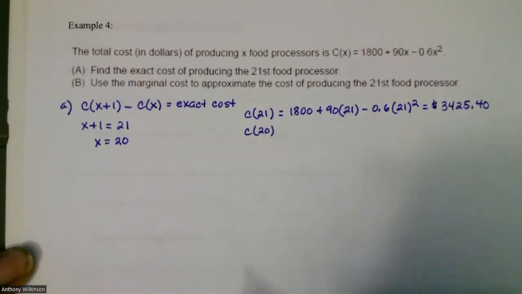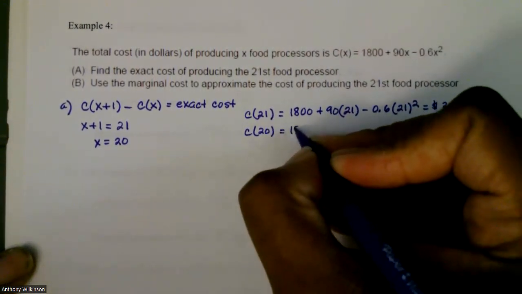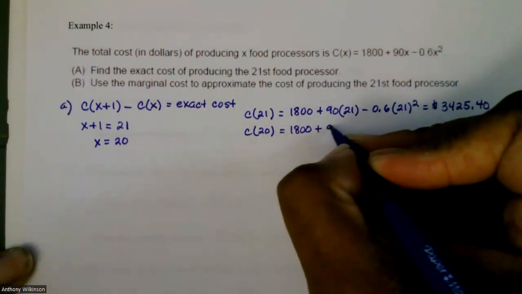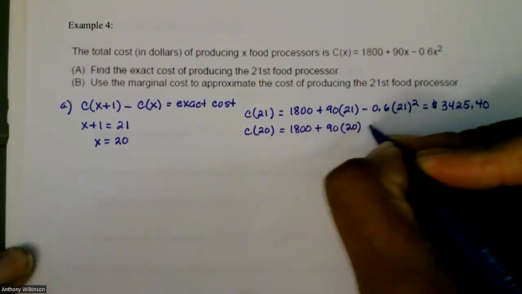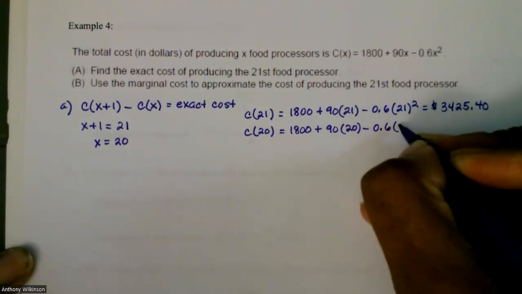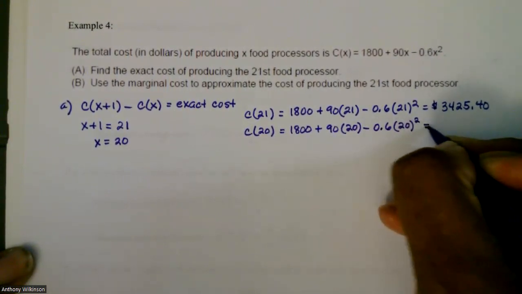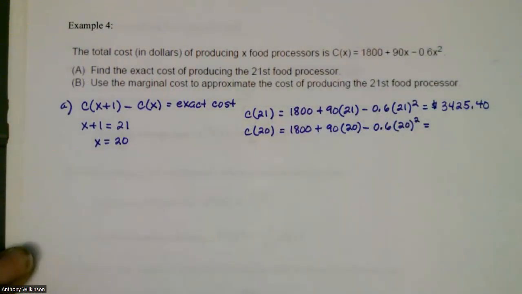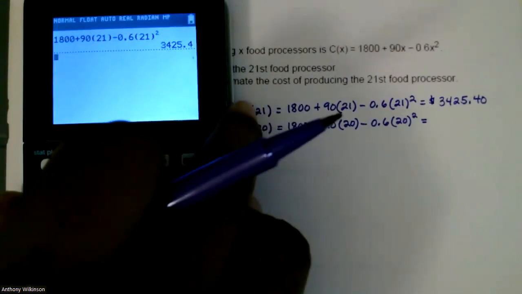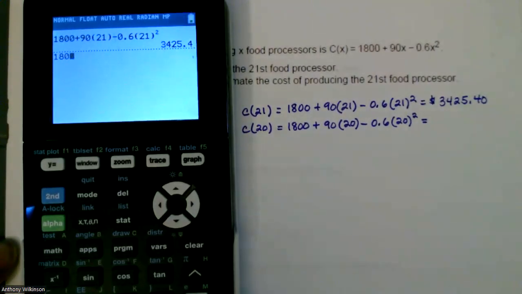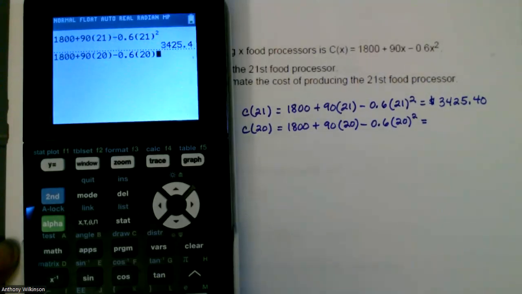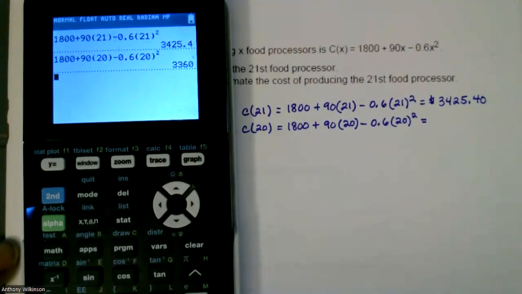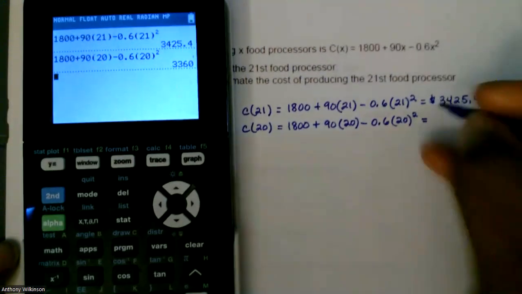Now, for producing 20 food processors, use that same formula, but this time replace the x with 20. The same function, we'll replace the x with 20. So in this case here, 1800 plus 90 times 20 minus 0.6, and then 20 in parentheses squared. This gives us $3,360.